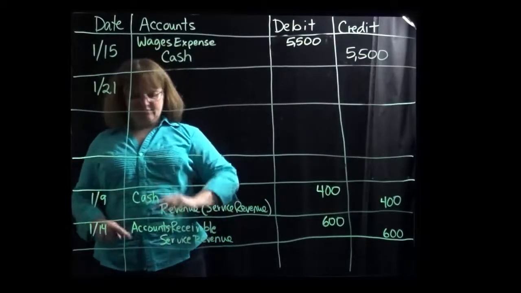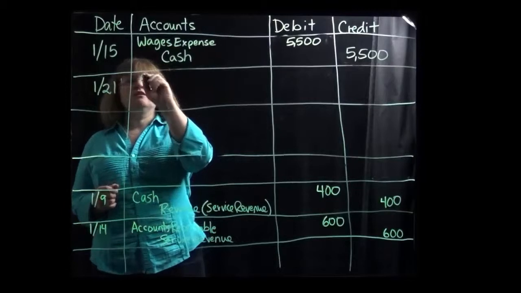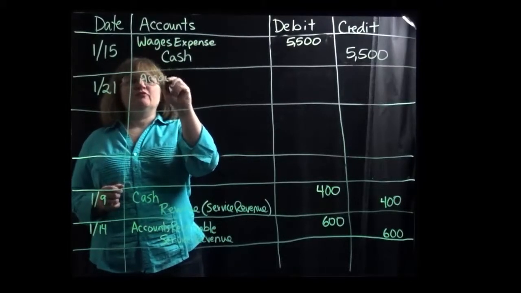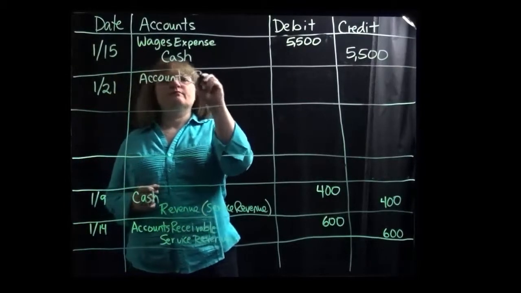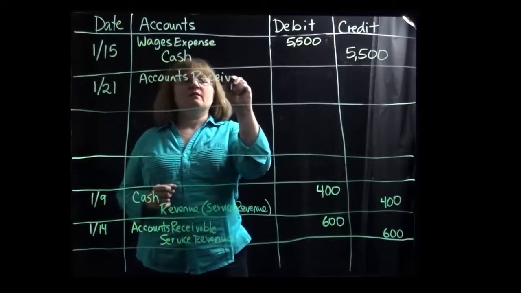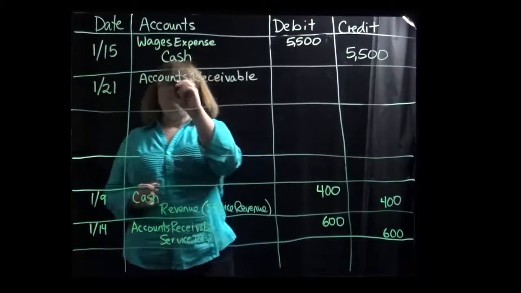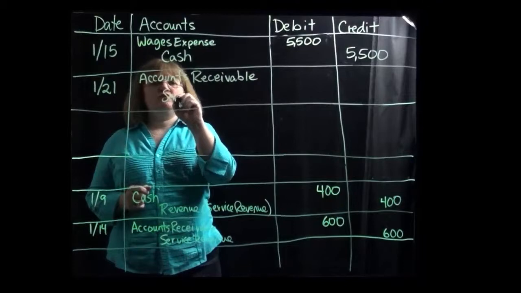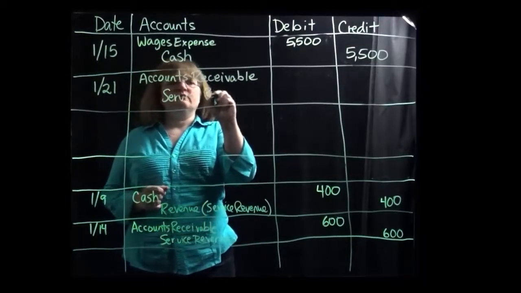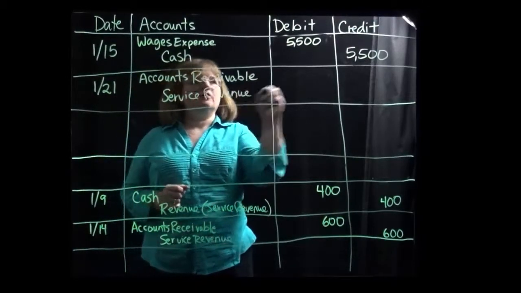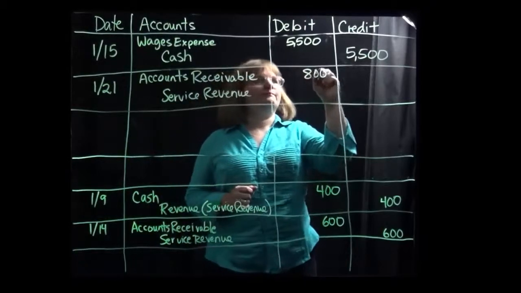So we're going to do the same thing we did down here on the 14th. We're going to debit accounts receivable and credit service revenue for the $800.